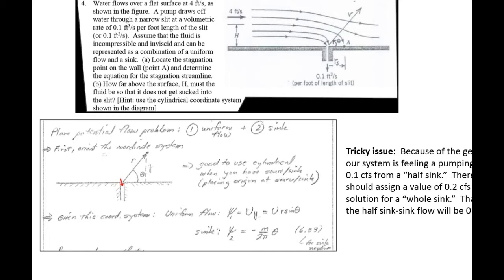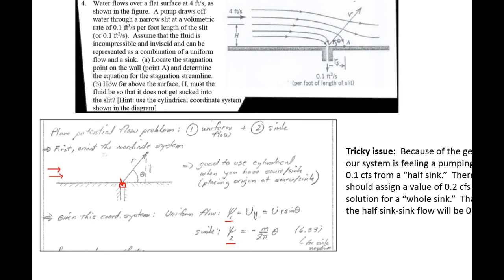So we use the cylindrical coordinates, and we can recognize that this is a uniform flow field coming along, looking just uniform because it's not affected by the pump until it gets near the hole. And then at the hole we have a sink. So our two stream functions are uniform flow and sink.